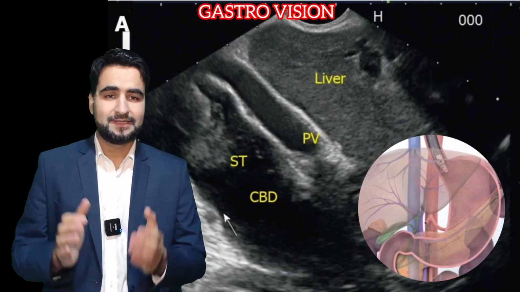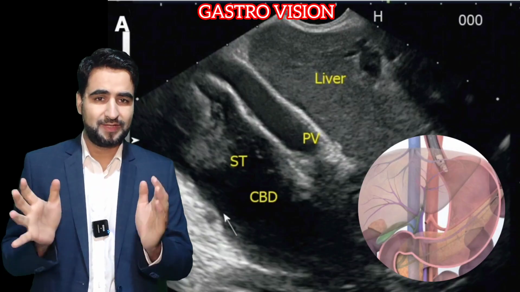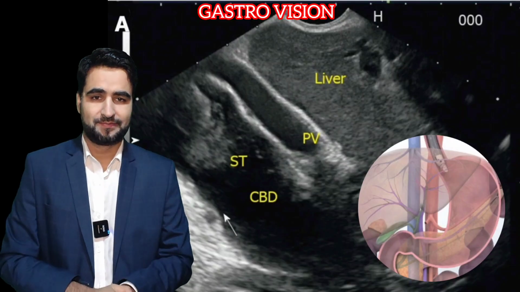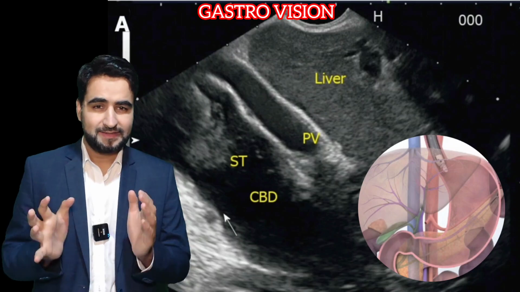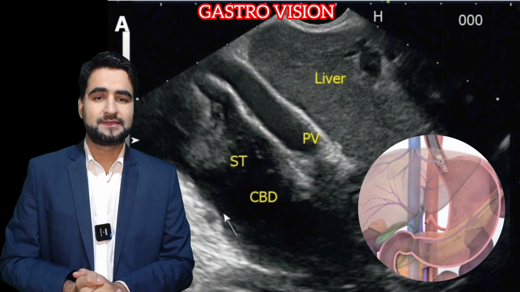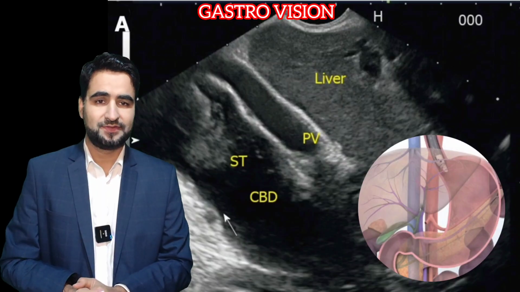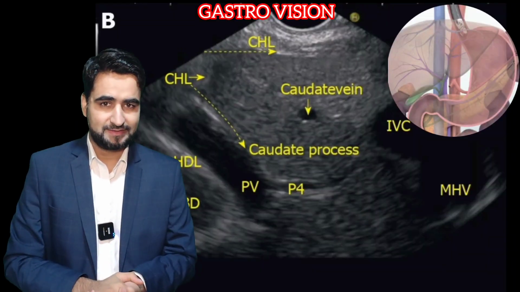In this image, the CBD is seen in the deeper acoustic field, while the portal vein lies just posterior to it, and the liver occupies the near field close to the probe. This configuration, CBD anterior, portal vein posterior, is classic for the transgastric view at the GE junction station. Now moving to the next image.